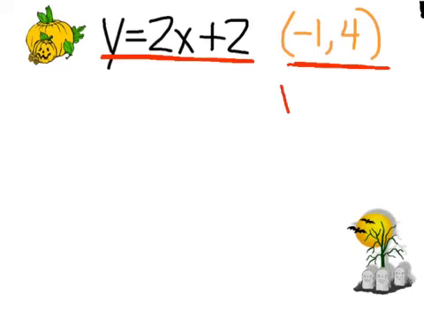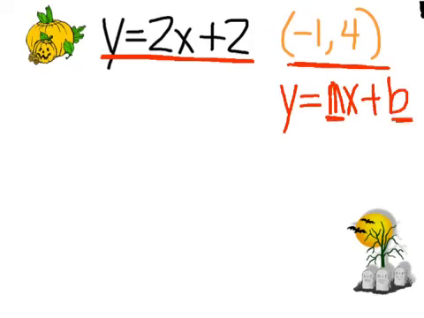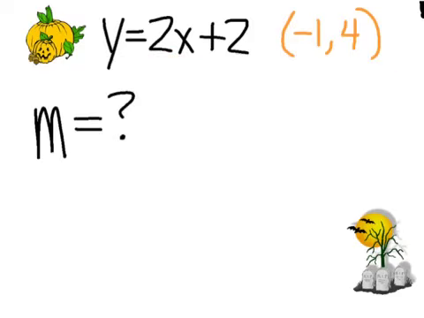So the first thing we want to do is find our slope. This line is going to be y equals mx plus b. We need to find our slope for this line, and we need to find our b, which is the y-intercept. So the first thing we're going to focus on is finding the slope. If the slope of y equals 2x plus 2 is parallel to our line, what do you remember about slopes of parallel lines? They're equal, that's right.